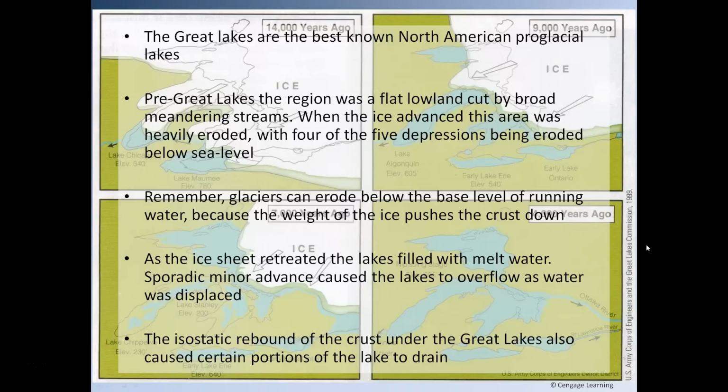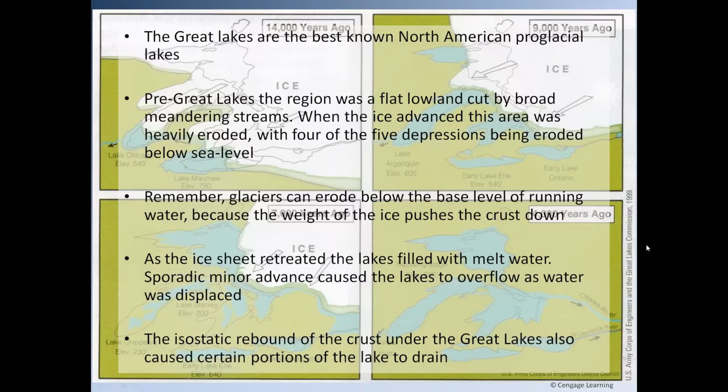Now, the interesting thing about glaciers is that because glaciers have weight and they're pushing down into the bedrock, they can actually cut below sea level. If you remember from physical geology, the lowest any river can cut is sea level. It can't go below sea level. Because a glacier has weight to it, it can push itself down into the bedrock, and so it can cause gouges into the continental crust that go below sea level. And so this is what the Great Lakes are. They're essentially giant gouges left by the glacier, and they've obviously filled up with water.